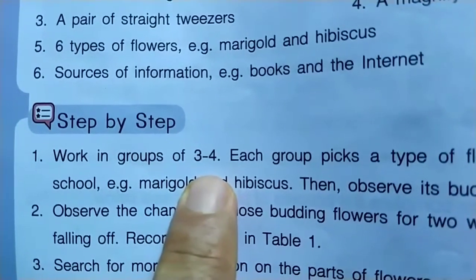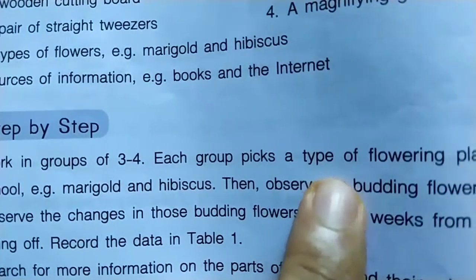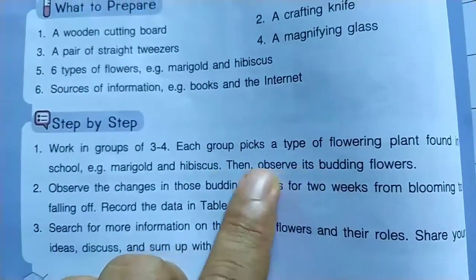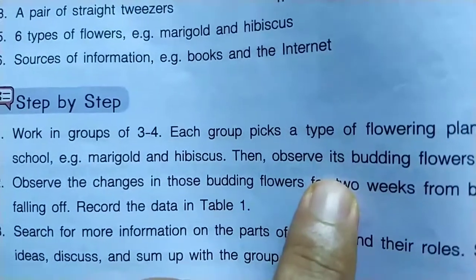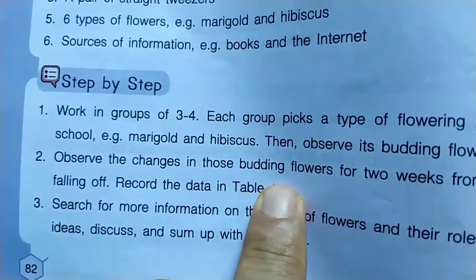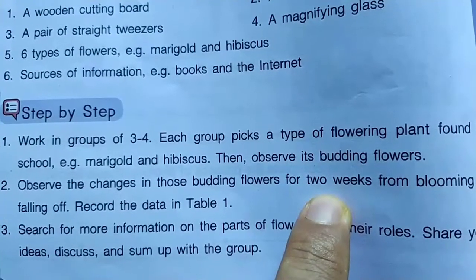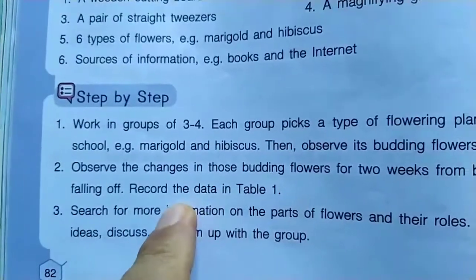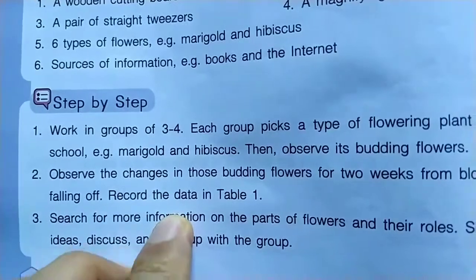So step 1 here, work in groups. Okay, we cannot do this one. We are not here in a group. You are in your home. Each group picks a type of flowering plant found in school, marigold or hibiscus. Then observe its budding flowers. Observe the changes in those budding flowers for 2 weeks. Imagine 2 weeks. Well, it's not easy to do that this time. From blooming to falling off. And record the data in table 1 right here.